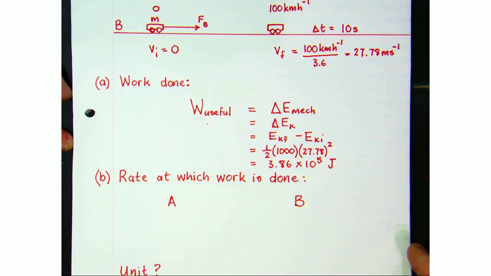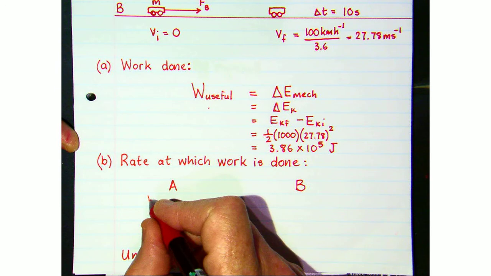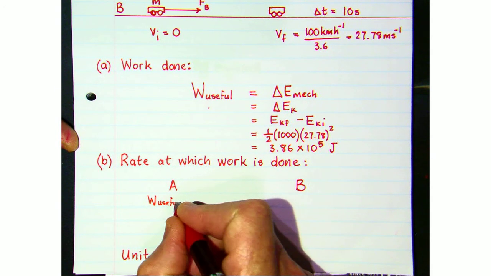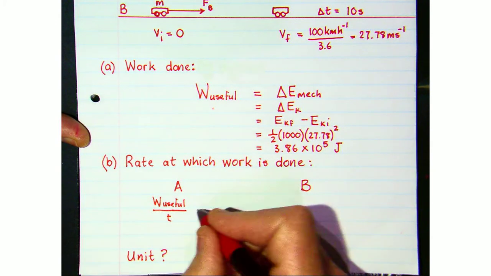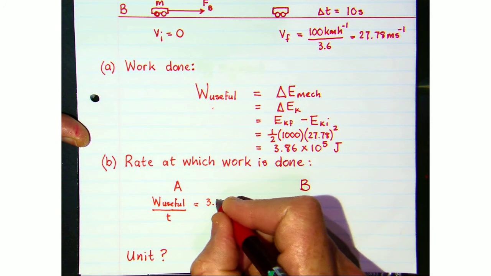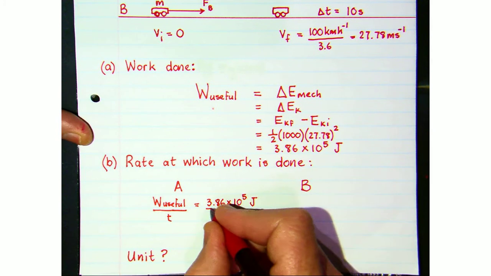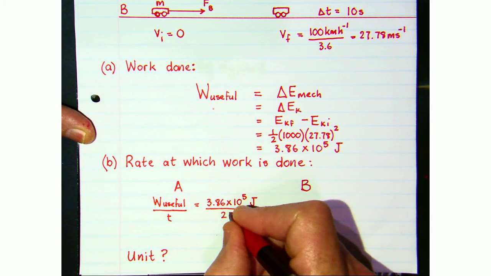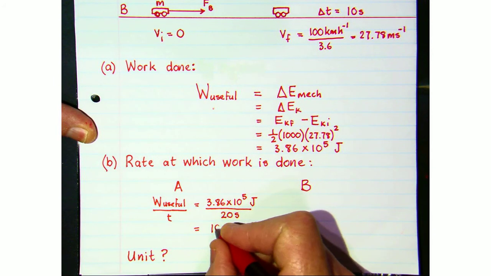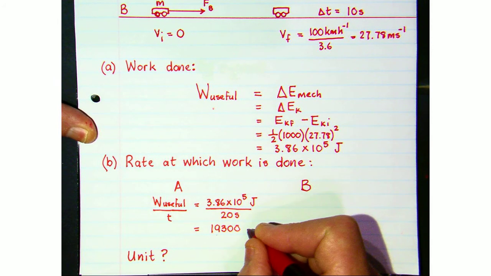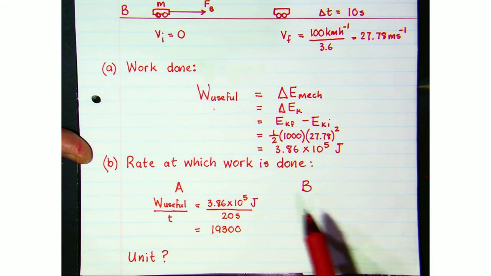Alright, since you've tried that, the rate at which work is done would be the useful work done per unit time, divided by the time. And both engines did the same amount of work. But for car A, the work was done in 20 seconds. So that gives us an answer of 19,300. And then we need to consider what our unit would be here. Well, we've got the joule per second.